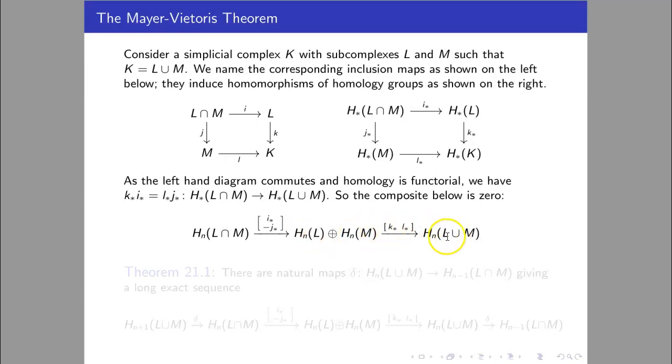And then we've also got this map here, which I've written in matrix form as k star l star, from H_n(L) plus H_n(M) to H_n(L union M). What this really means is you've got an element here, which is a pair y comma z, and this gets sent to k star y plus l star z. And so if we do both of these things, you take an element x here, and it goes to i star x and minus j star x, and then you apply this, you get k star i star x minus l star j star x, but k star i star is the same as l star j star, so that composite is just giving us zero.